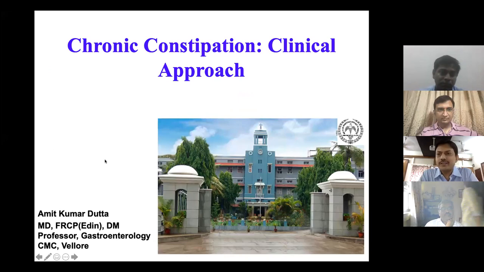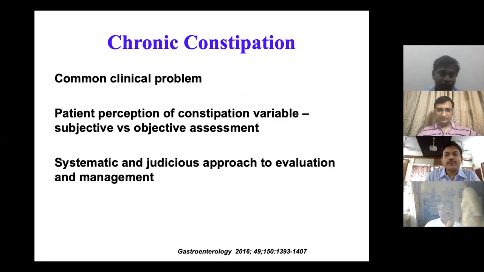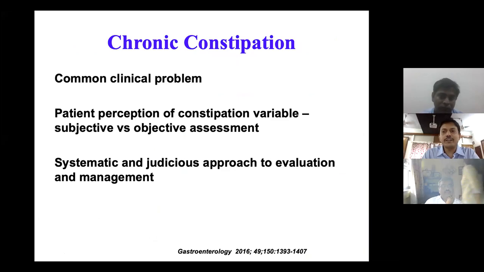When you see a patient with chronic constipation, how do you clinically approach that patient? As we have said, it's a common clinical problem. And what Dr. Govind has been stressing repeatedly is that the patient's perception of constipation is different. We need objective measures like a Bristol stool form scale, the frequency, etc., to know that. So we need some objective measures of assessing the nature and severity of symptoms.